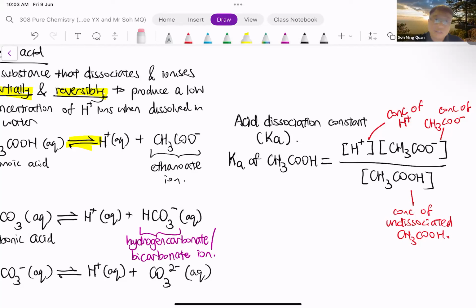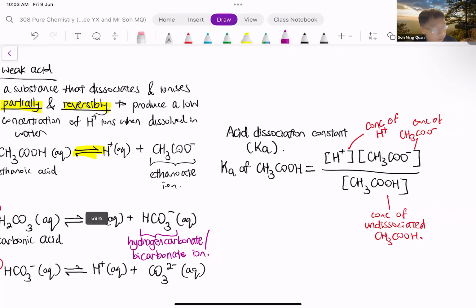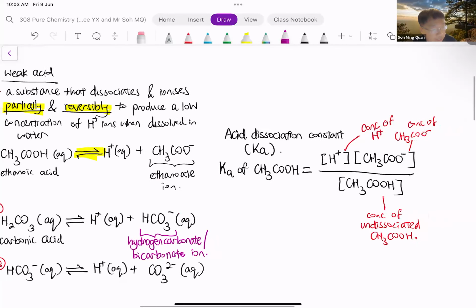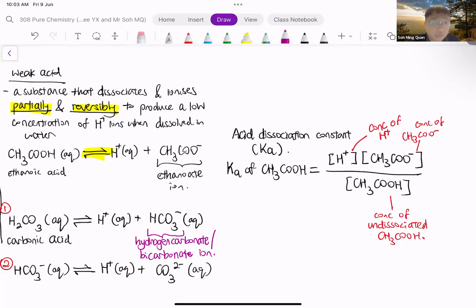Now you don't have to memorize this. This is given to you in an exam. However, what's important is you realize that this is clearly a ratio, right? It's a ratio of H+ to the undissociated acid, because it's H+ over the acid. Whenever you see a fraction, you should think of ratios.